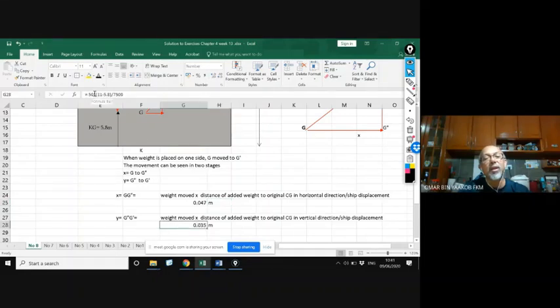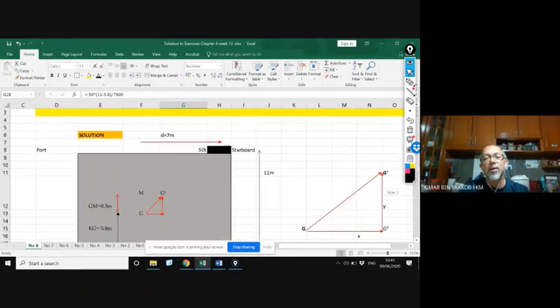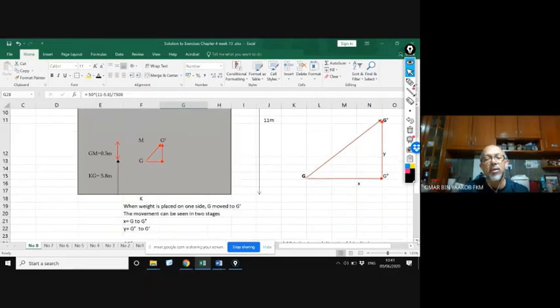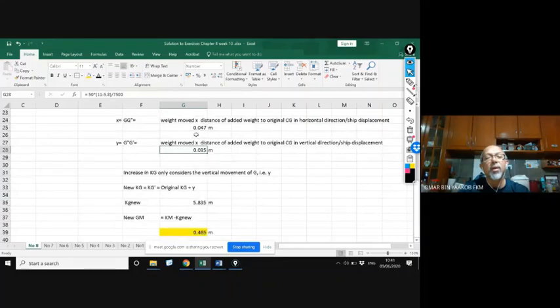It will be 50 times 11 minus 5.8, because this is 11. You minus the 5.8, the original KG. So the height from here to the center of gravity is only 11 minus 5.8. The distance from here to the original center of gravity in the horizontal direction is 7 meter, which is already given here, because G was originally on the center line. So you get the Y, you get the X.